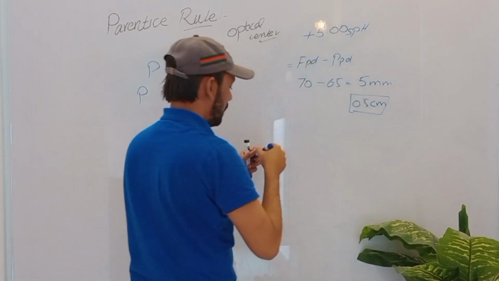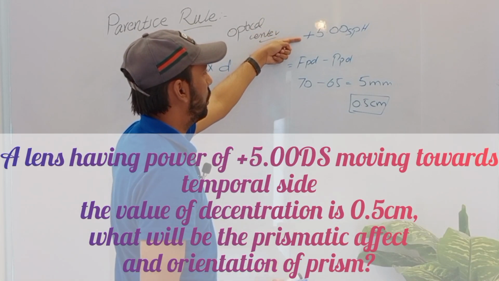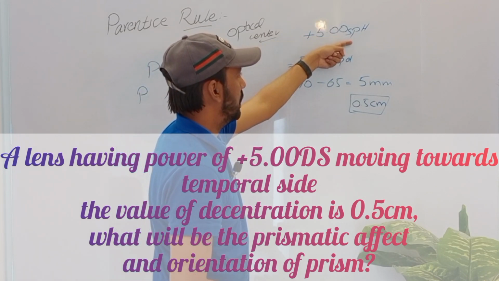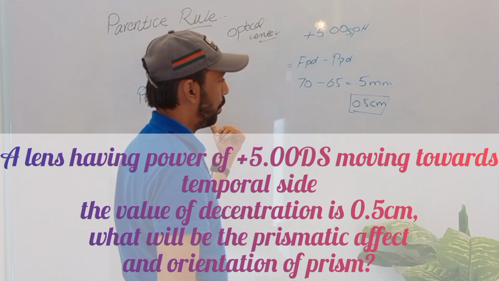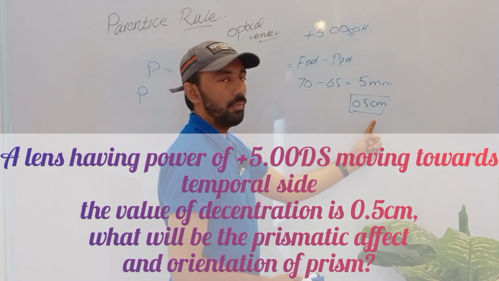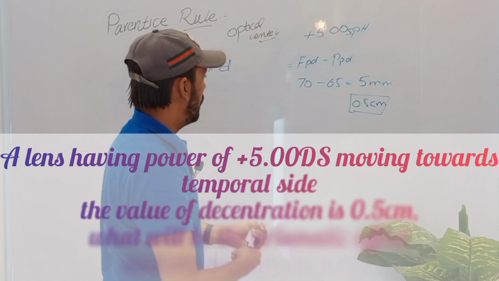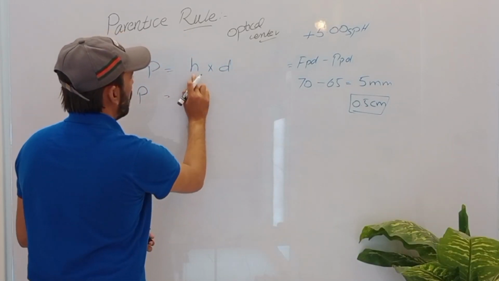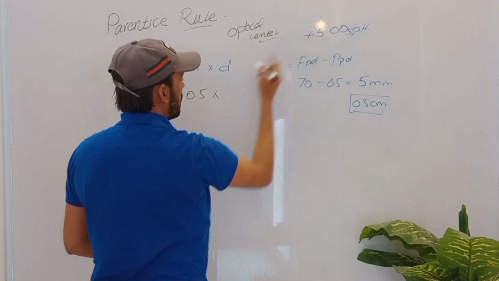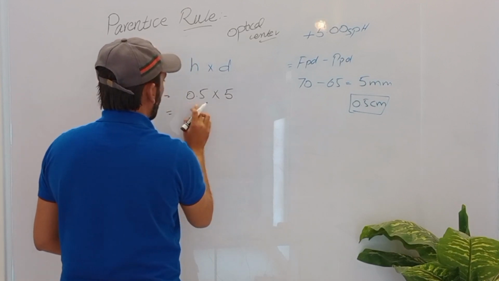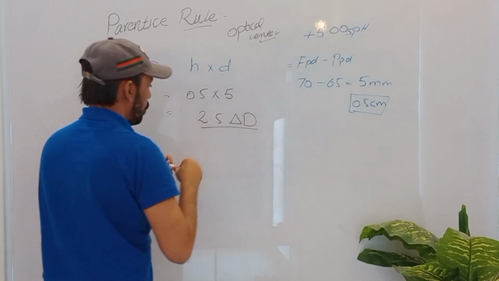So for example, we have established a question. For example, you are facing a question in your exams that a lens with the power of +5 spherical is decentered towards the temporal side, right? And the value of the decentration is 0.5. So what will be the prismatic effect? And also we have to write down the orientation of the prism. So how can we solve this? Decentration is 0.5 centimeter. Value of the power of the lens is 5. So 0.5 into 5, that will be 2.5 prism diopter. So this is called the prismatic effect.